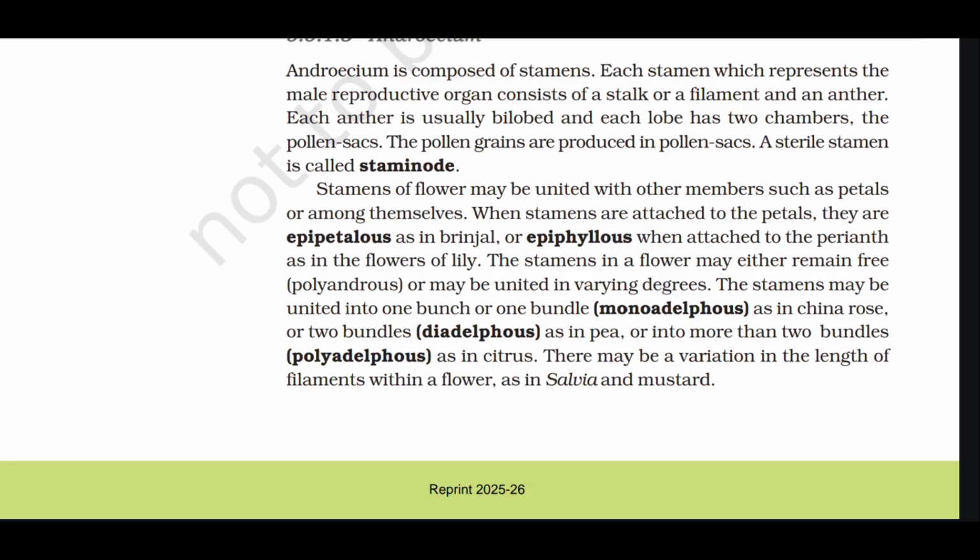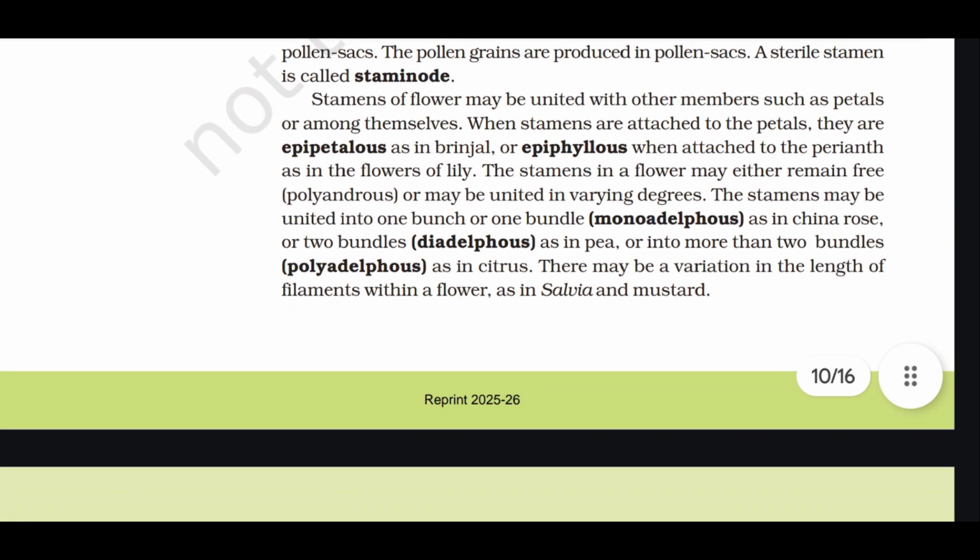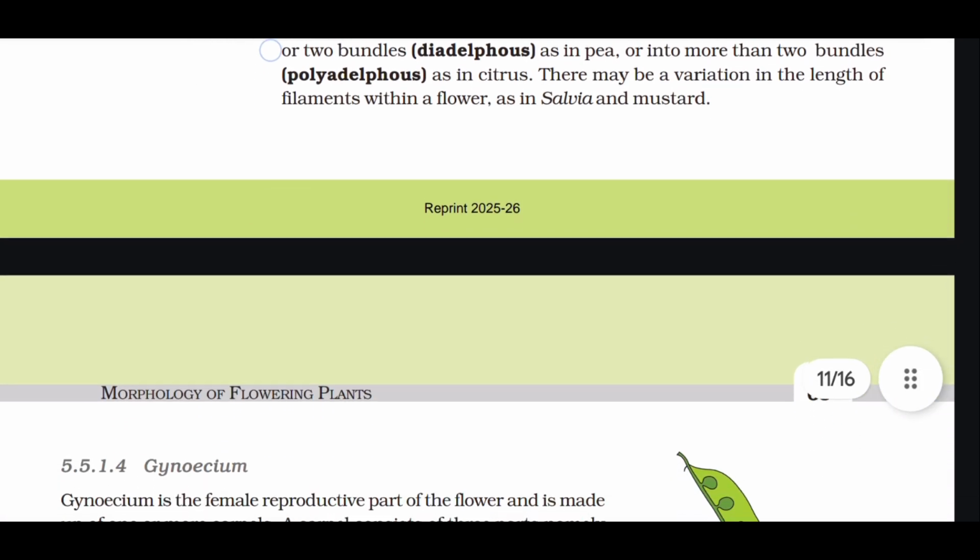The stamens may be united into one bunch or one bundle, that is monoadelphous, as in China rose, or two bundles, diadelphous, as in pea, or in more than two bundles, that is polyadelphous, as in citrus. There may be variation in the length of the filaments within a flower, as in salvia and mustard.